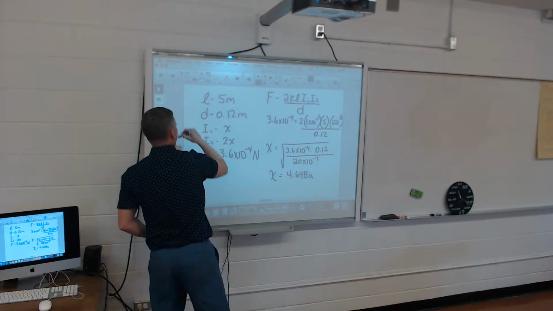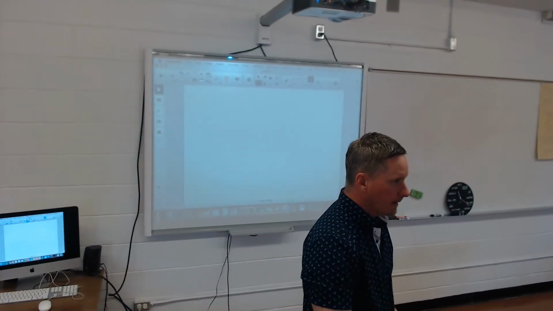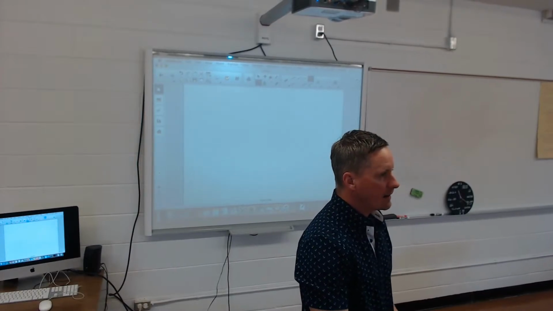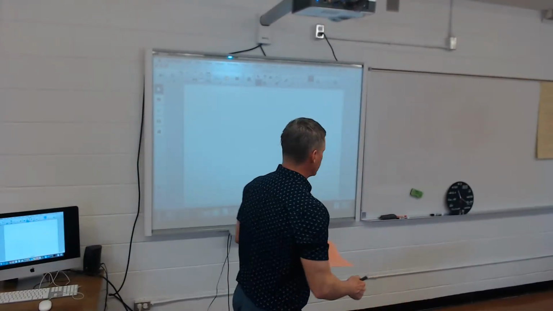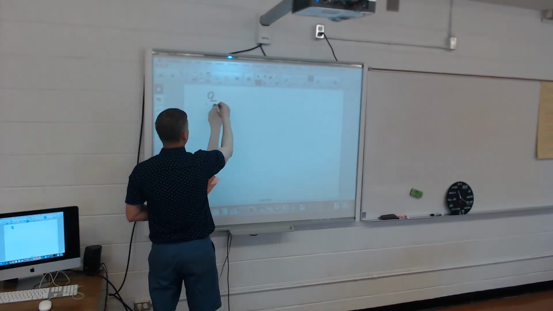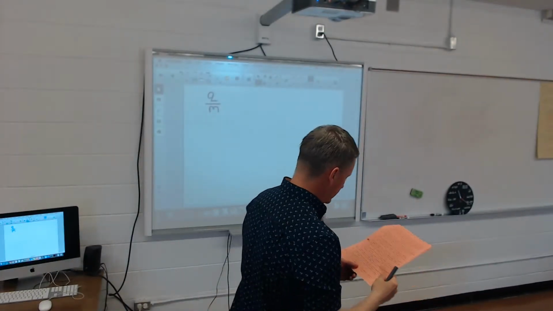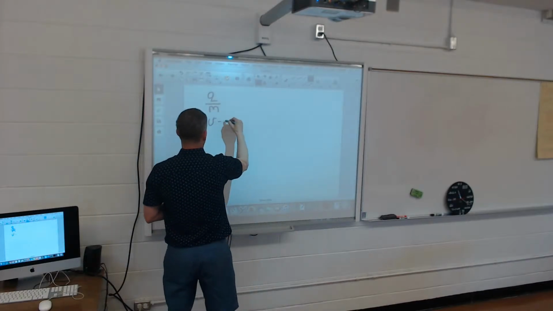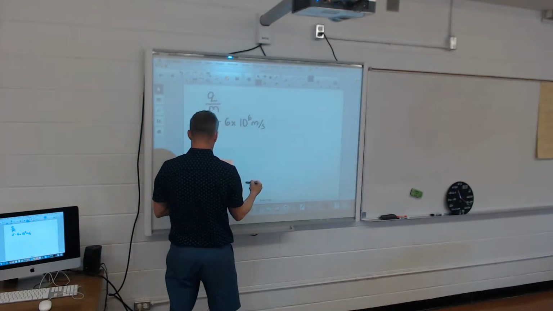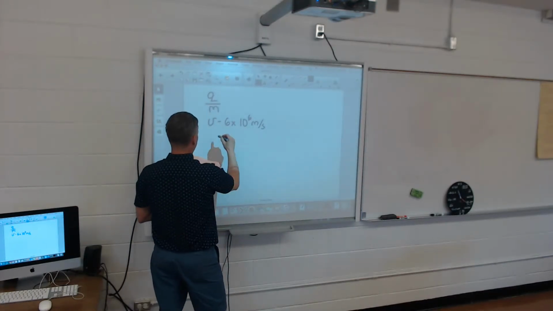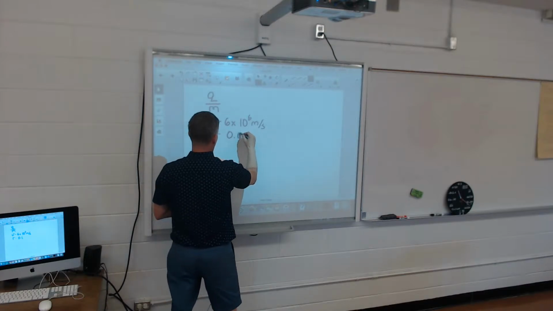Okay, nine's a little bit trickier because you're not looking for one particular variable. You're looking for a ratio of the charge to mass. So you're looking for a ratio of Q to M. Okay, so for a particle accelerated to a velocity of 6 times 10 to the 6 meters per second, that moves in a circular path, I've got a radius of 0.018 meters.